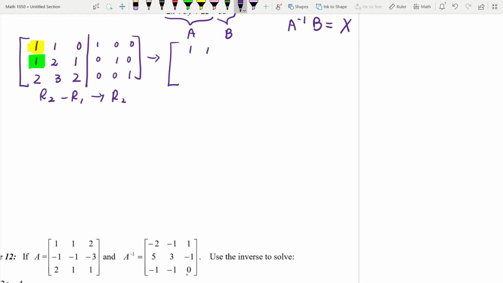So row 1 doesn't change. Row 3 doesn't change. Row 2 minus row 1. 1 minus 1, 0. 2 minus 1, 1. 1 minus 0, 1. 0 minus 1, negative 1. 1 minus 0, 1. 0 minus 0, 0.